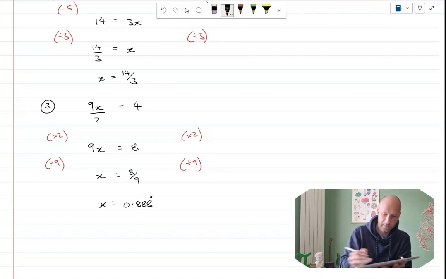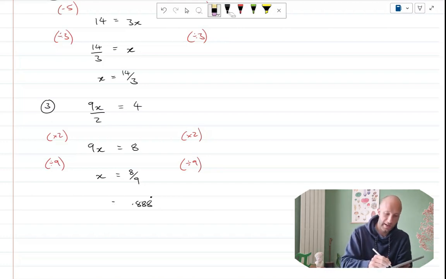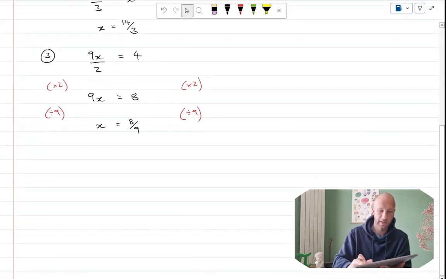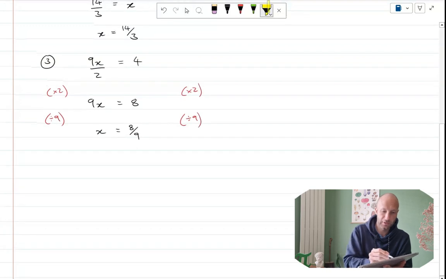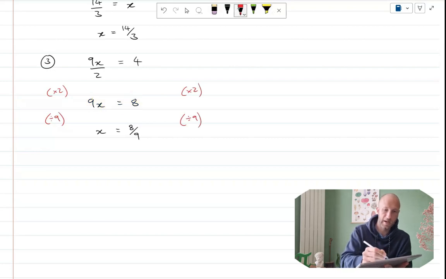Again, better answer than having some sort of decimal here. This is why I prefer fractions. 0.888 recurring is much uglier. 8 over 9 is nice and simple and neat, whole numbers top and bottom, which is nicer to look at and use. But again, it doesn't matter at this stage that 9 doesn't go into 8. I'm still going to divide by 9 to get rid of that multiplication by 9. It's just how I deal with that on this side.